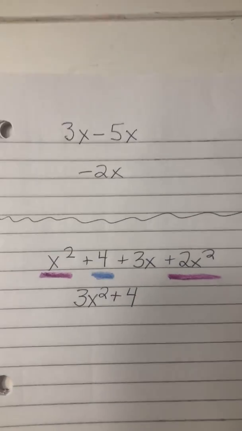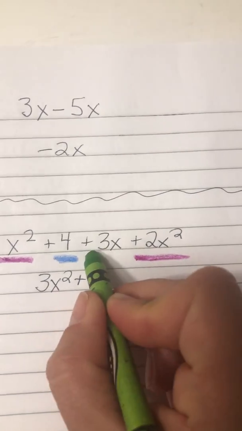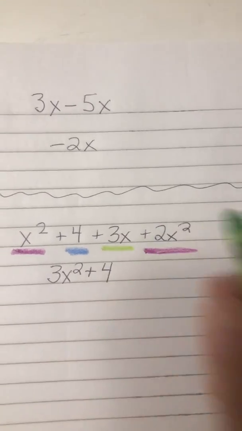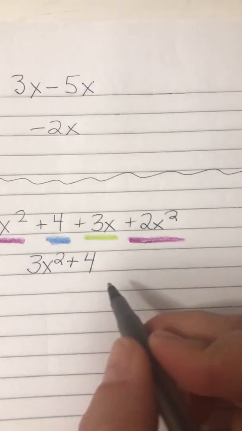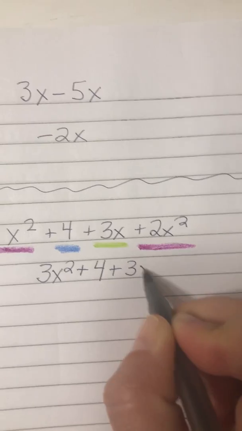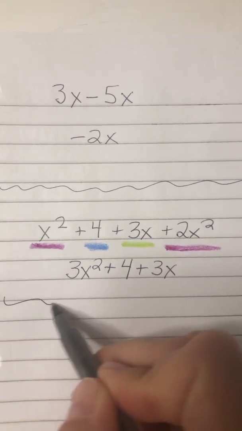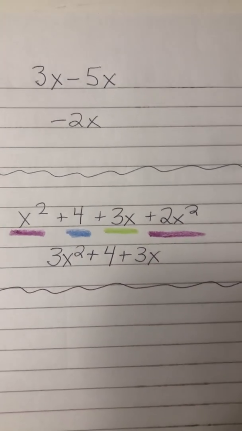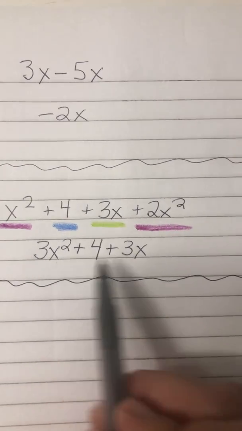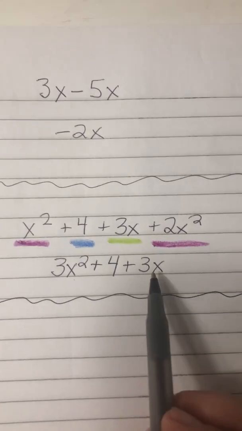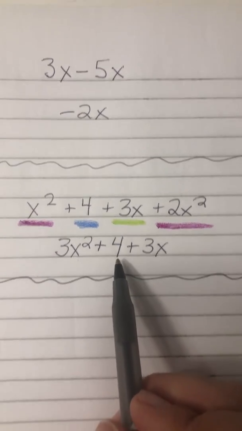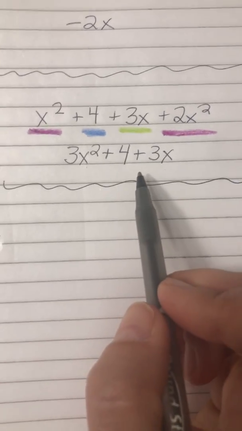Then we have 3x. 3x is also another term, and it cannot be combined with anything else. So you would bring that straight down. So that is the simplified expression. You cannot combine x squareds with x's, and x's cannot be combined with numbers. So we have 3 terms left.